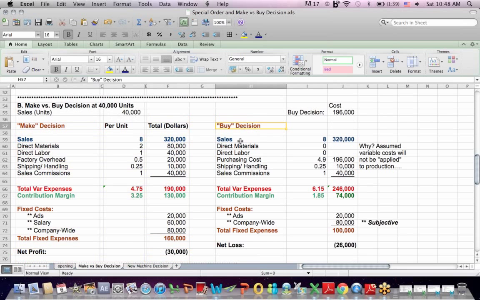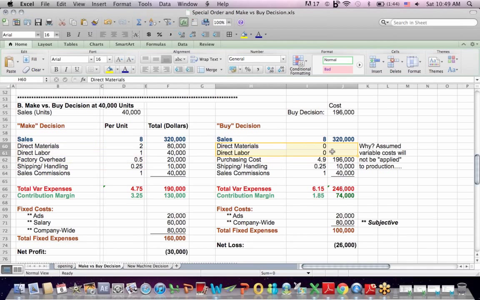Now, what changes in a question like this is that you have to include a line item called purchase cost because you're going out there and buying the item rather than making it yourself. In this case, it's $4.90 a unit. The sales number is the same. You'll see that because somebody else is making the unit, we don't have direct material, direct labor costs because we're not making the unit. We have a purchasing cost line item here. We also don't have overhead over on this side. So actually, direct material, direct labor, and overhead go away.